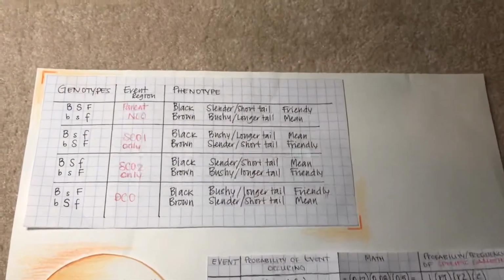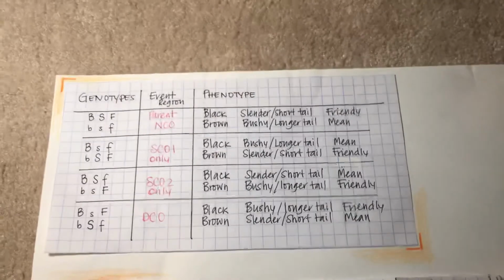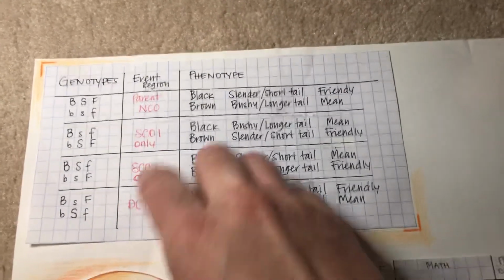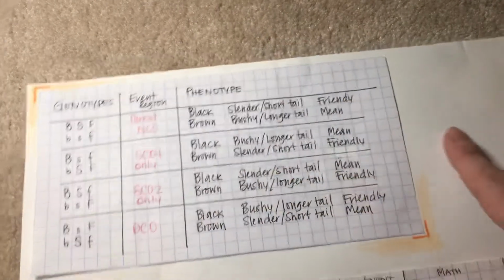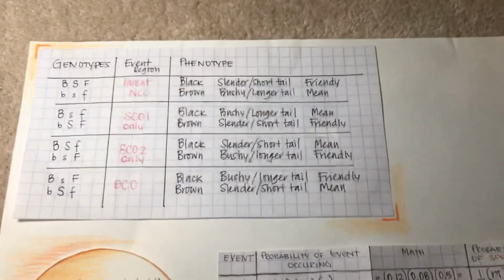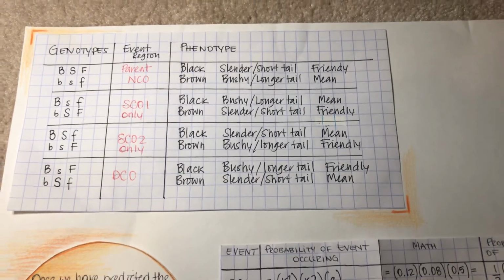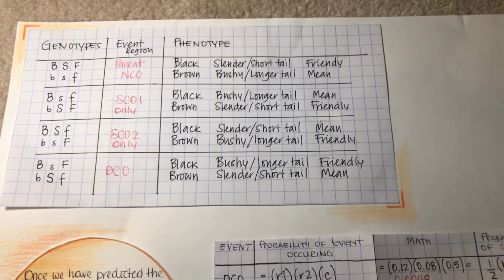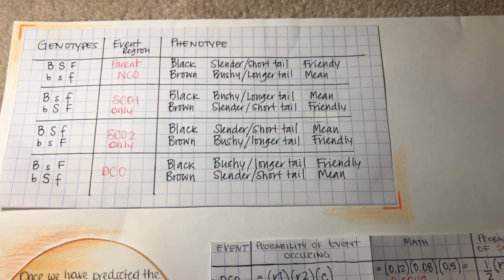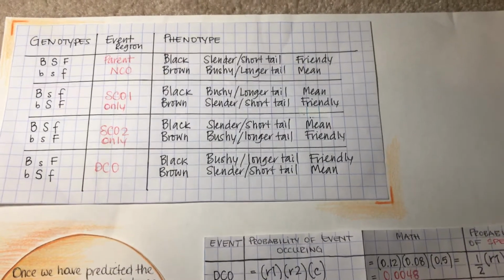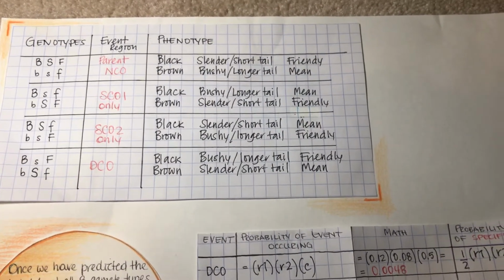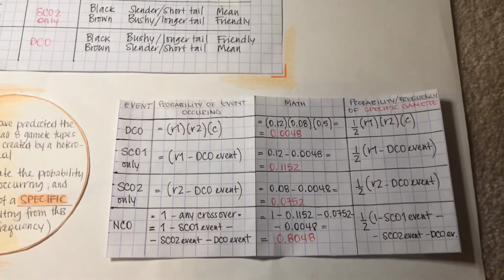Let's see that in the table. Here we have all of our genotypes, the events that they occur from, and all of their phenotypes. Now, once we have predicted all 8 gamete types that would be created by the heterozygous individual, we can calculate the probability of each event occurring and the probability of a specific gamete resulting from this event. How do we do that? Of course, by formula. Now, do you remember our first page? Let's go back to it.